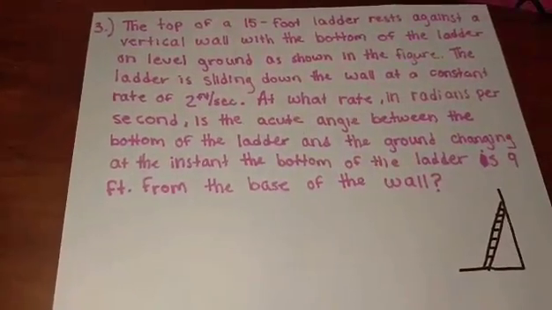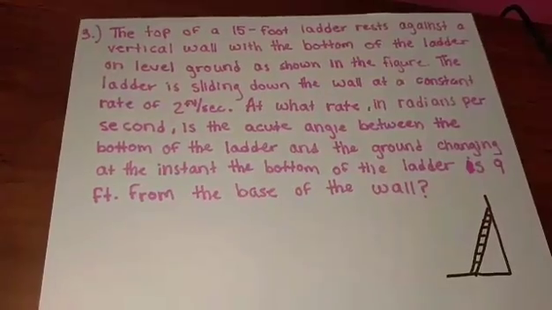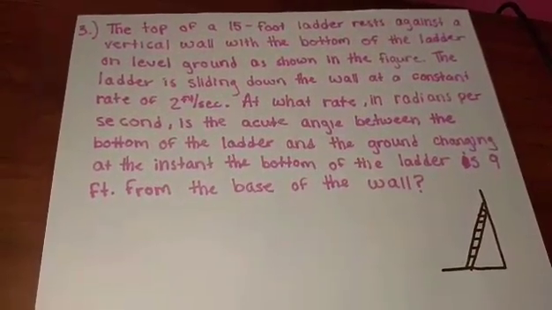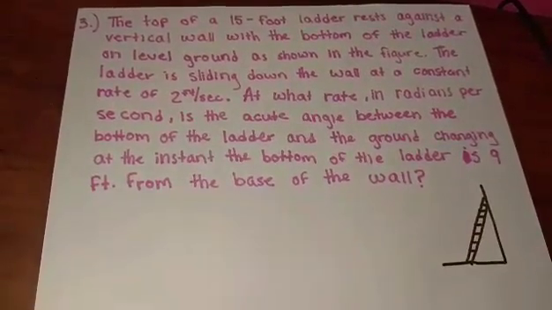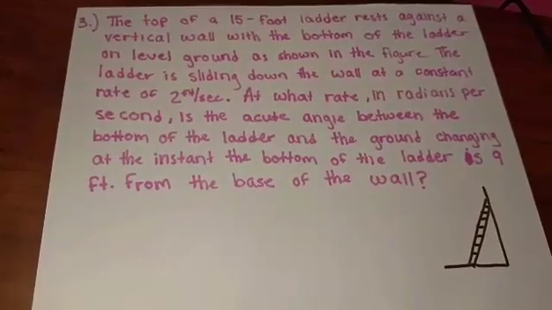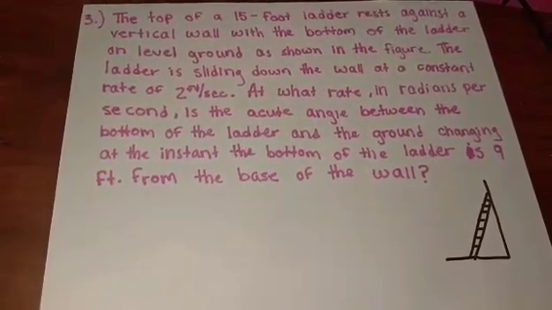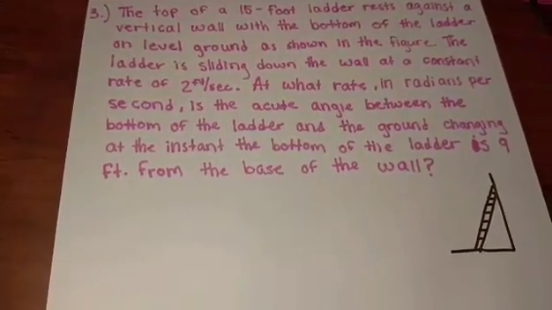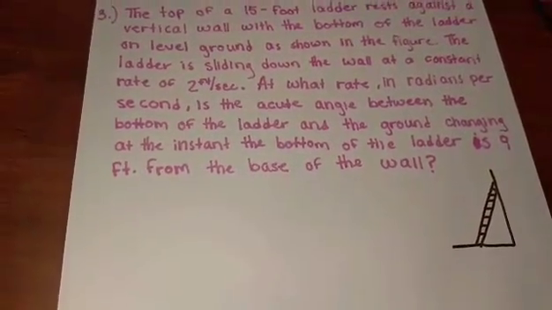Final question. The top of a 15-foot ladder rests against a vertical wall with the bottom of the ladder on level ground as shown in the figure. The ladder is sliding down the wall at a constant rate of 2 feet per second. At what rate, in radians per second, is the acute angle between the bottom of the ladder and the ground changing at the instant the bottom of the ladder is 9 feet from the base of the wall?